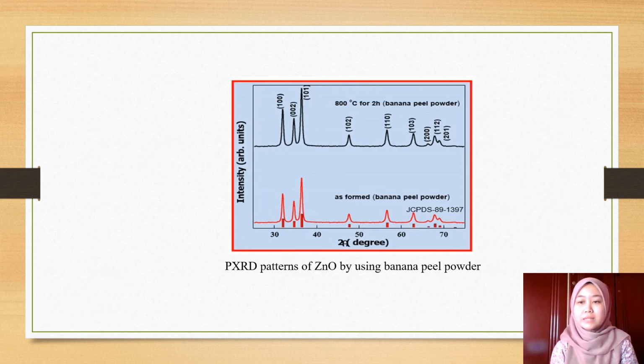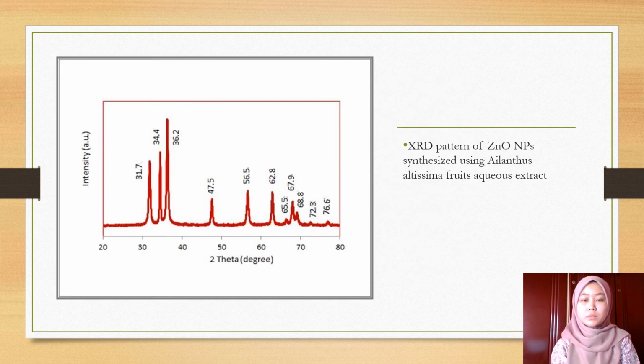However, this graph shows the XRD patterns of zinc oxide nanoparticles by using banana peel powder. Well-established XRD peaks indicate that the particles have been well crystallized. Next, we have the graph of the XRD pattern of zinc oxide nanoparticles synthesized from Ailanthus altissima fruit aqueous extract. The peak at 31.7 degrees is attributed to the pure crystalline nature of the nanoparticles.